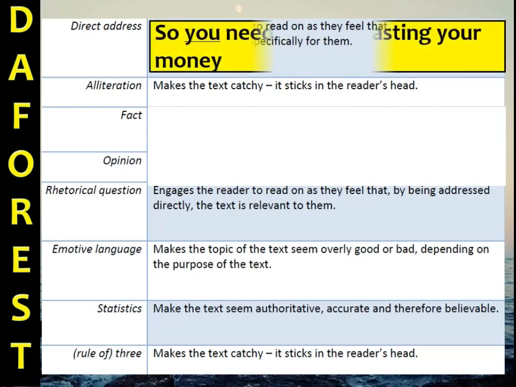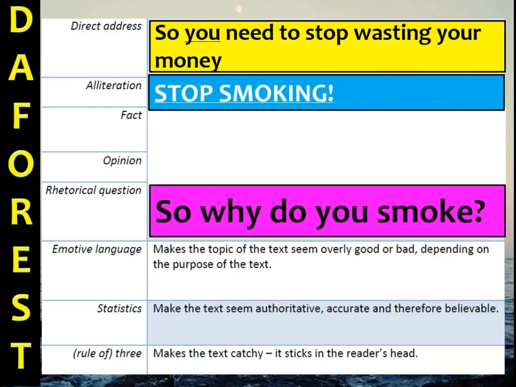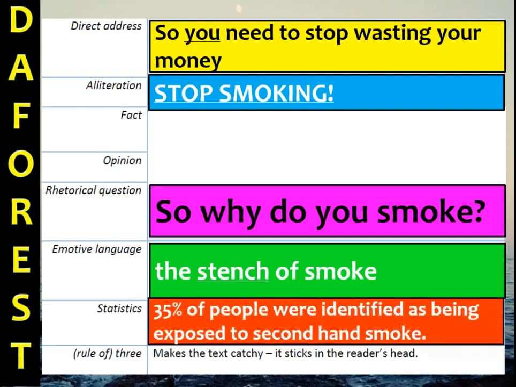So if we look at the ones that I've done, direct address, so it's talking directly to the reader using you or we. So you need to stop wasting your money. Alliteration, stop smoking. Rhetorical questions, so why do you smoke? Emotive language, I haven't just put the smell of smoke, I've put the stench of smoke, which makes it sound even worse.